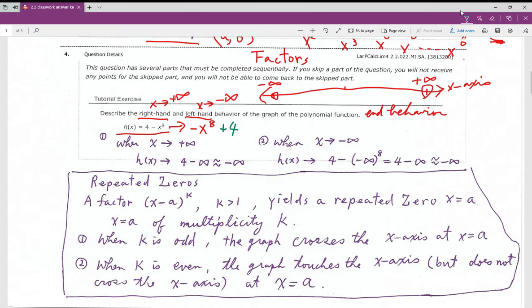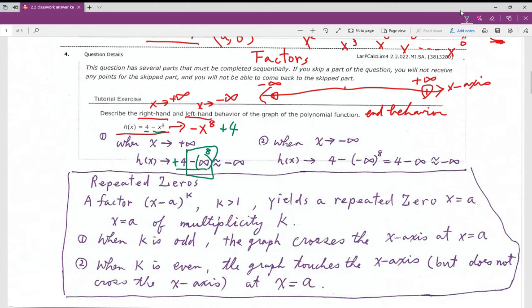When x goes to positive infinity, you follow the function. 4 minus infinity, if positive infinity, if you have a degree, right? A degree is still infinity. So 4 minus infinity is still negative infinity. You plus 4 or you don't plus 4 doesn't make any difference. Still negative infinity.